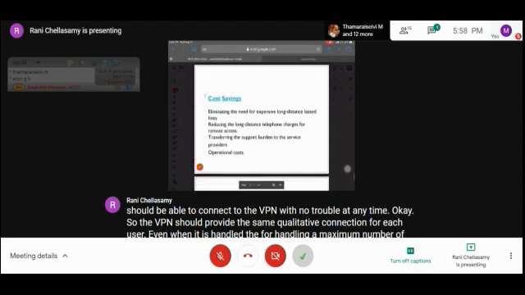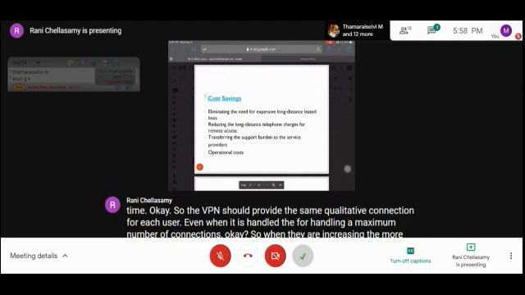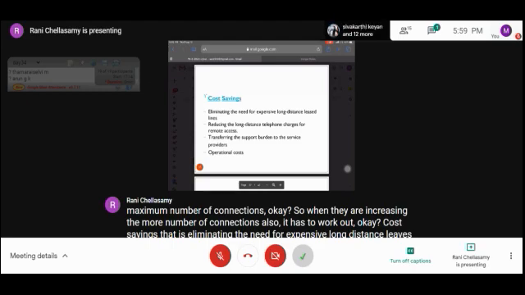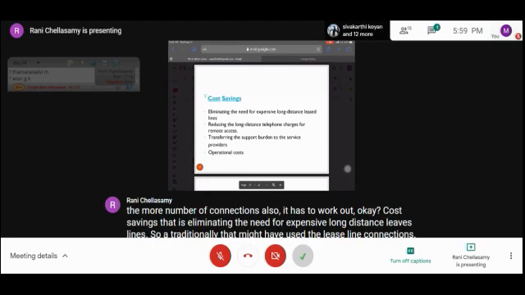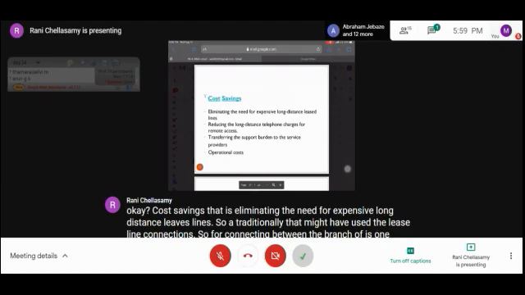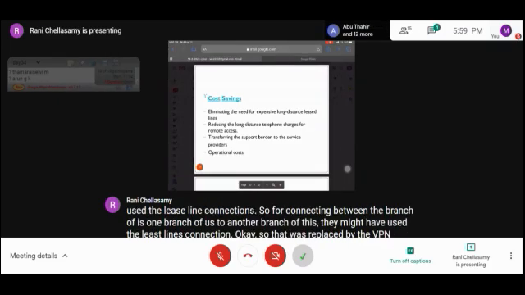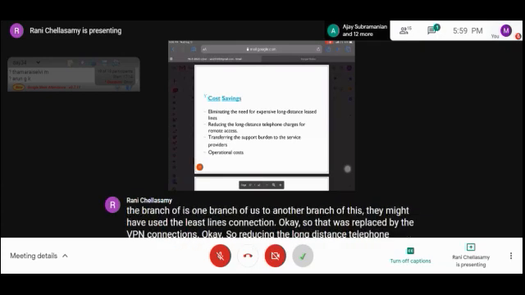Cost savings: eliminating the need for expensive long distance lease lines. Traditionally, lease line connections might have been used to connect one branch office to another branch office. That was replaced by VPN connections. It also reduces long distance telephone charges for remote access, and transfers the support burden to the service providers.